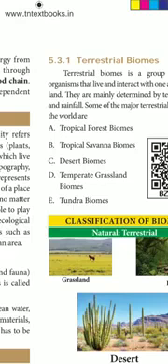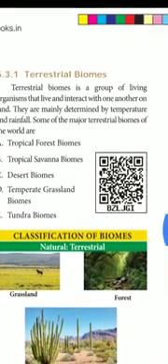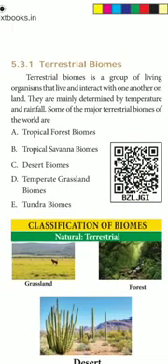Terrestrial means what? Land, isn't it? A terrestrial biome is a group of living organisms that live and interact with one another on land. So, what do you mean by this terrestrial biome? It is a group of living organisms that live and interact. Interact means they will talk to each other, isn't it, with one another on land.